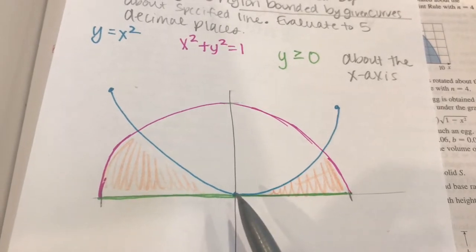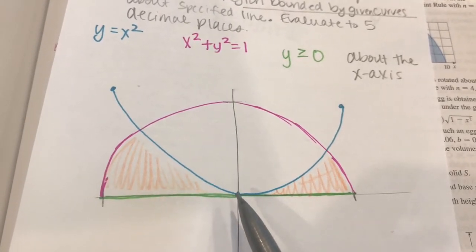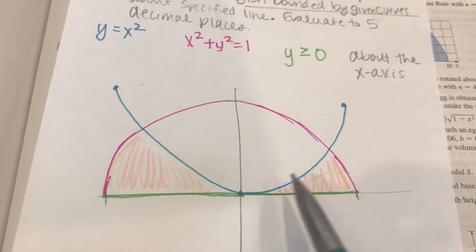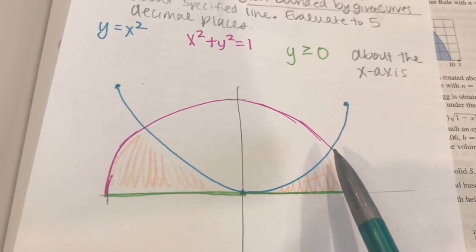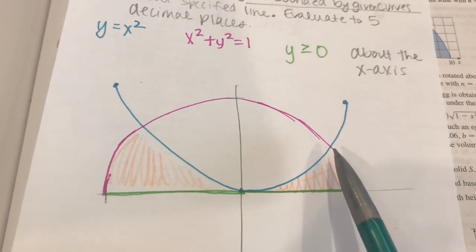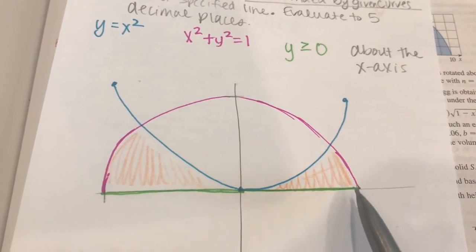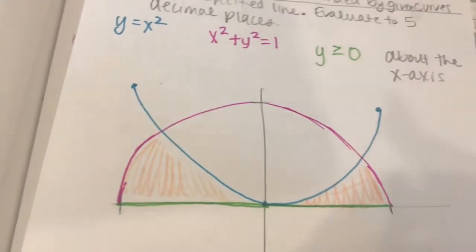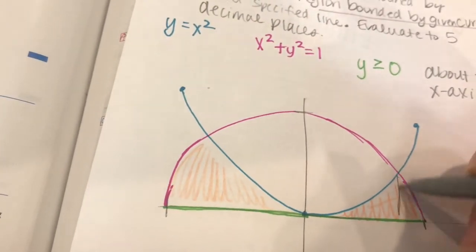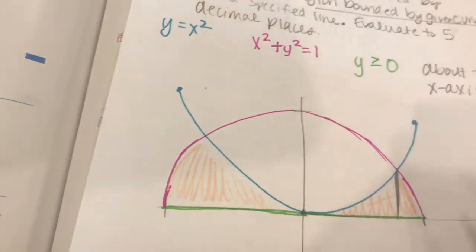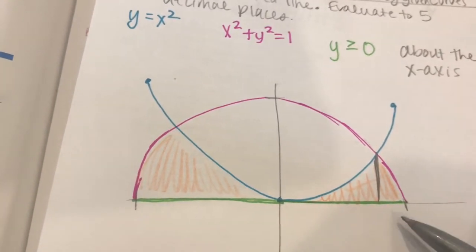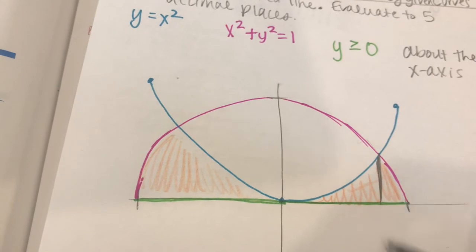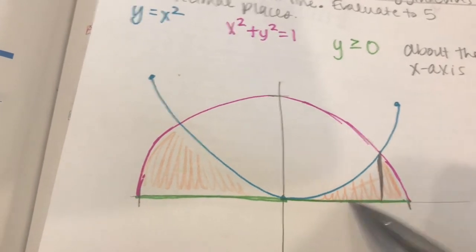But how I approached the problem is I integrated the parabola from 0 to this point, and then I integrated the circle from this point to 1. So it's like if I drew a line right here, it's like imagining this cone shape and this cone shape, I know they're not cones, but you know what I mean. It kind of looks like a cone and this cone shape and then adding them together.